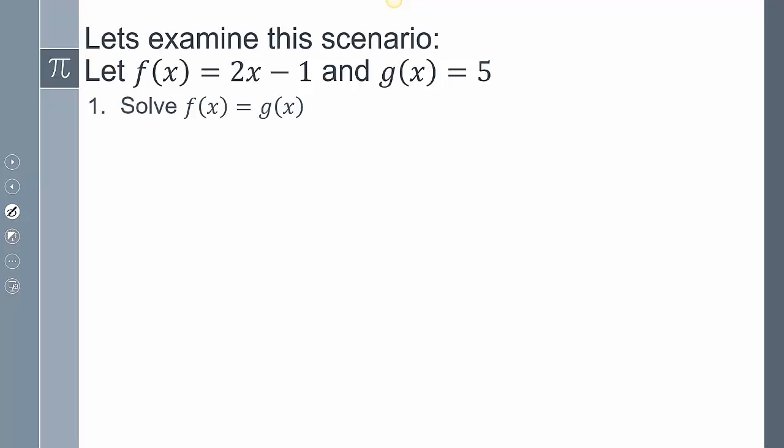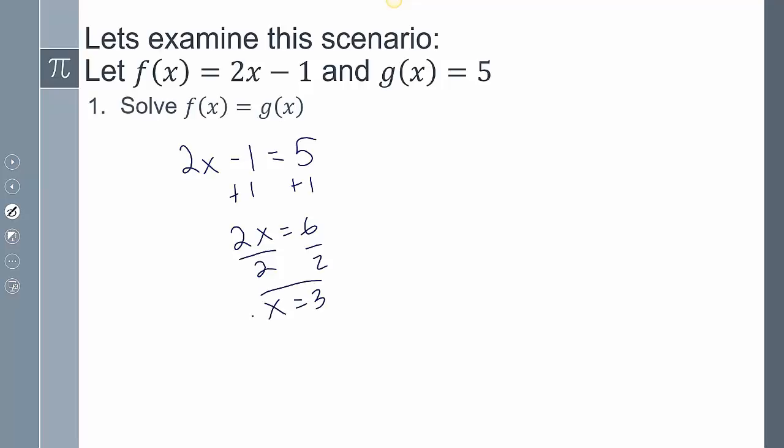So the first says, let's solve f of x equals g of x. So that literally means 2x minus 1 equals 5. Now for this scenario, if I'm solving for it, I should add 1 to both sides, and I get 2x equals 6. Divide both sides by 2, I get x equals 3. And so this right here is going to be my answer at x equals 3.